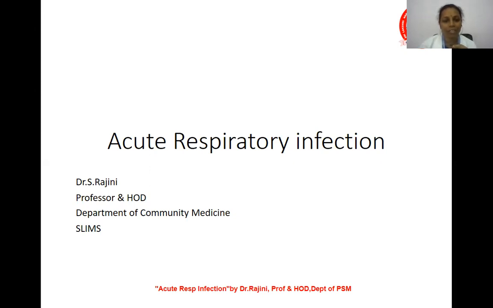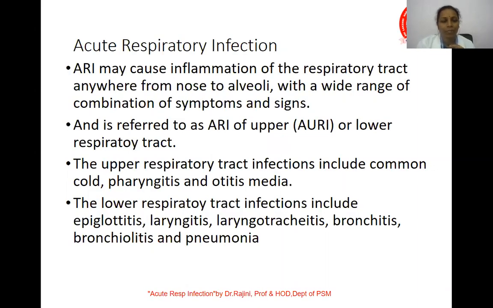Now coming to the next one, acute respiratory tract infection. So acute respiratory tract infection, you all know, ARI. It may cause inflammation of the respiratory tract, anywhere from the nose to the alveoli, with a wide range of combinations of symptoms and signs. What are the main signs and symptoms of acute respiratory tract infection?